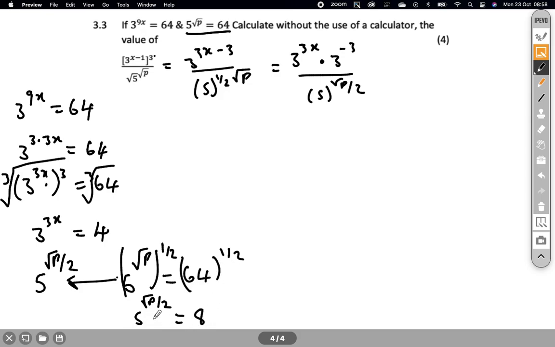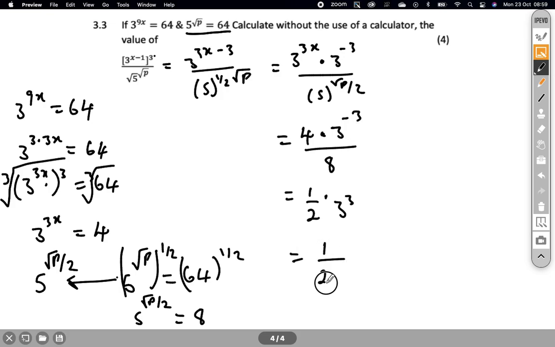Now you have values for your unknowns. So we said 3 to the power 3x is 4 multiplied by 3 to the power negative 3 divided by 8. So now 4 divided by 8 will be 1 over 2 multiplied by 3 to the power 3. So now remember, if you have a negative exponent, you can take it to the denominator and your exponent becomes positive. If your exponent is negative in the denominator, you can take it to the numerator and it will become positive.